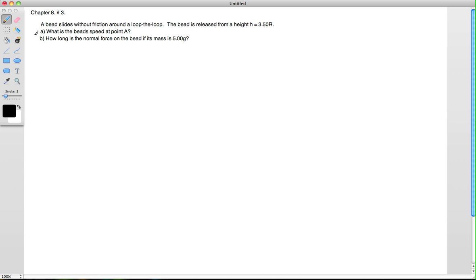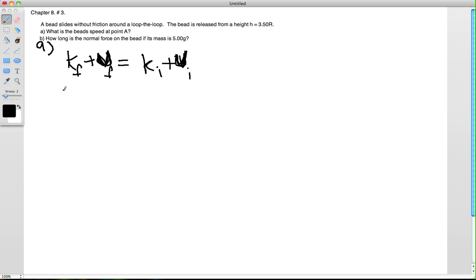Alright, for part A, you're going to be using the total mechanical energy formula, which is K final plus U final equals K initial plus U initial. K is the kinetic energy, and U is the gravitational potential energy.